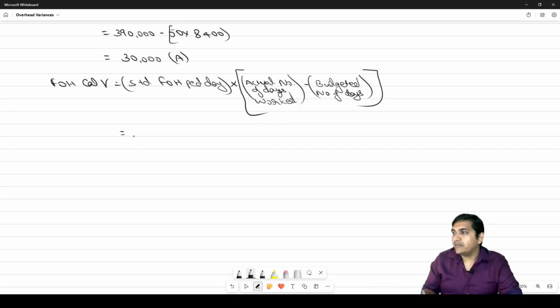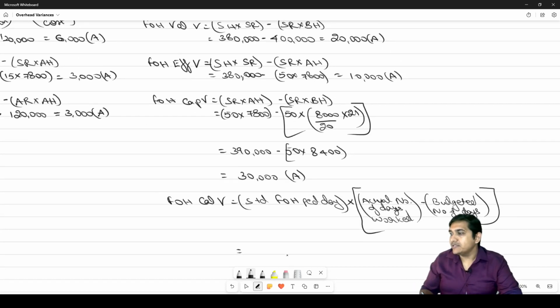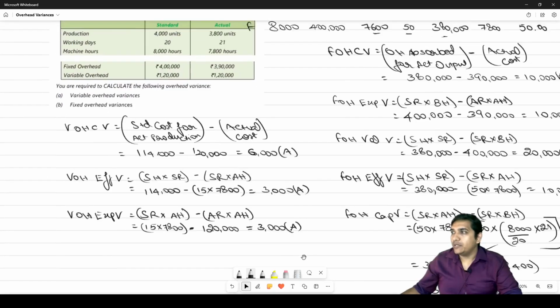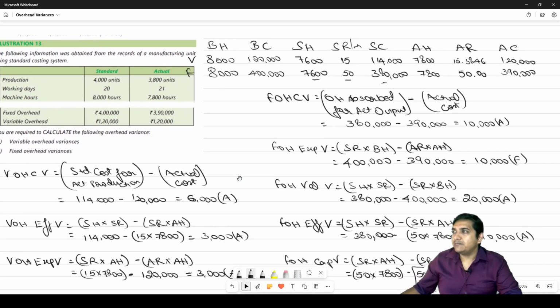So standard fixed overhead rate per day. What is my standard fixed overhead per day? Does the question say anything about that? No. But the question says my total budgeted overheads is 4 lakhs for a month, and I budget to work for 20 days in a month. So what we will do is take 4 lakhs divided by the number of days, that is 20. We get per day fixed overhead rate.